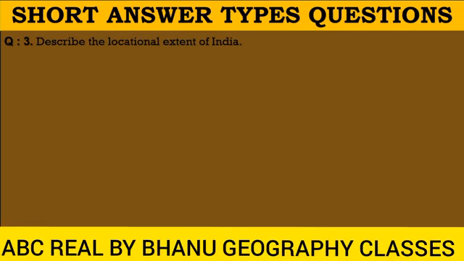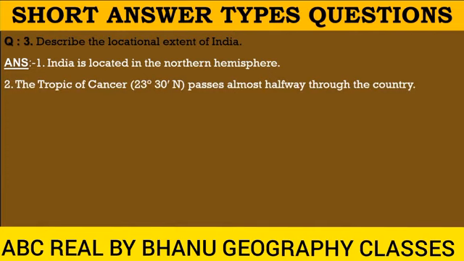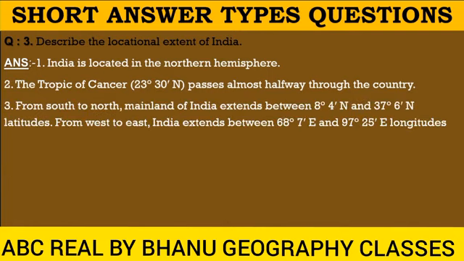Question number 3, describe the locational extent of India. Answer of this question is, first, India is located in the northern hemisphere. Second, the Tropic of Cancer, 23 degree 30 north, passes almost halfway through the country. Third, from south to north, the mainland of India extends between 8 degree 4 north and 37 degree 6 north latitudes. From west to east, India extends between 68 degree 7 east and 97 degree 25 east longitudes.